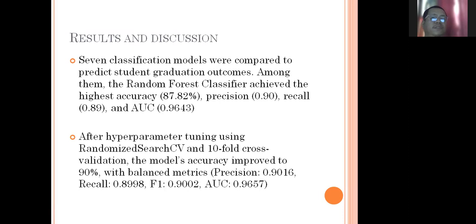For the results and discussion of the study, the seven classification models were compared to predict student graduation outcomes. Among them, the random forest classifier achieved the highest accuracy of 87.82%, precision of 0.90, recall of 0.89, and AUC of 0.9643. After hyperparameter tuning, using randomized search CV and tenfold cross-validation, the model's accuracy improved to 90% with balanced metrics, with a precision of 0.9016, a recall of 0.8998, an F1 score of 90.02, and an AUC of 0.9657.